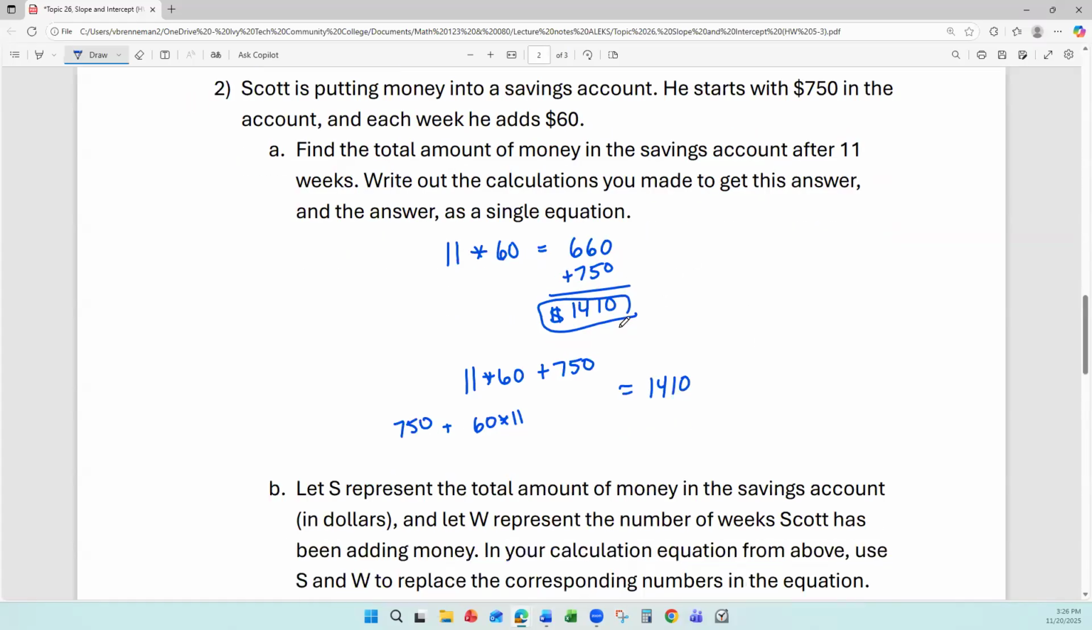Now, we can put this into an equation. In ALEKS, you'll be asked for the equation first, then it'll say use the equation. I want to show you so you can do either way. If you're comfortable coming up with this calculation and you can find that 1410, you can reverse engineer that to get the equation. So the equation is going to have S in it for the total amount of money. It's going to have W for the number of weeks. It is also going to have those two given numbers, the 750 and the 60.